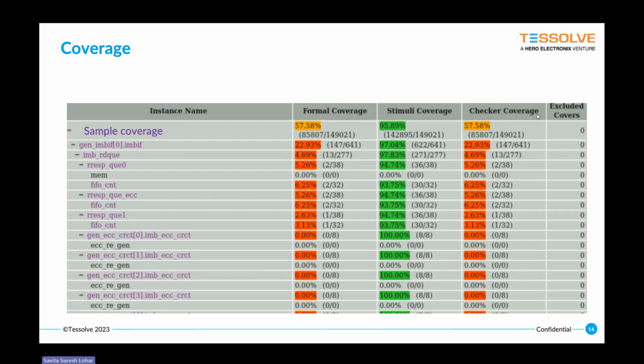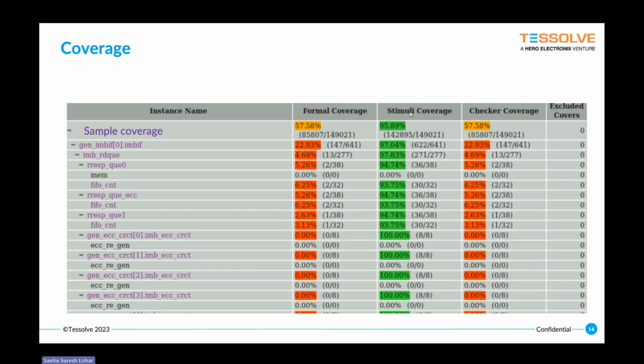Along with the coverage, we can also see if the user is excluding any covers. If we are excluding any covers, it will show the numbers, like how many covers we have excluded in a particular instance or a particular module. When it comes to the formal coverage, it shows the percentage of covered and checked items based on the checker settings with the total cover items. Basically, this formal coverage is a combination of the stimuli coverage and the checker coverage.